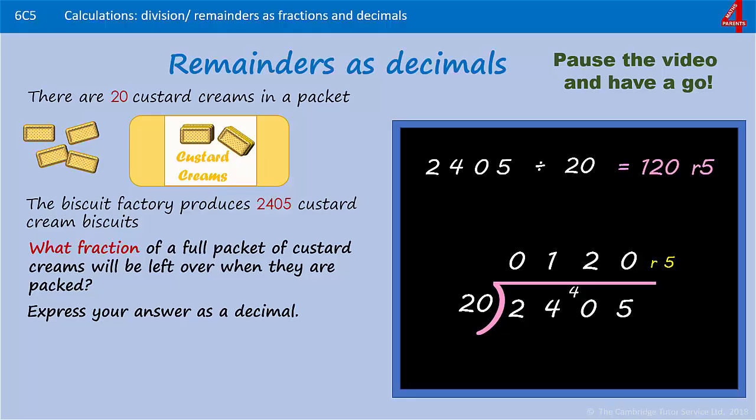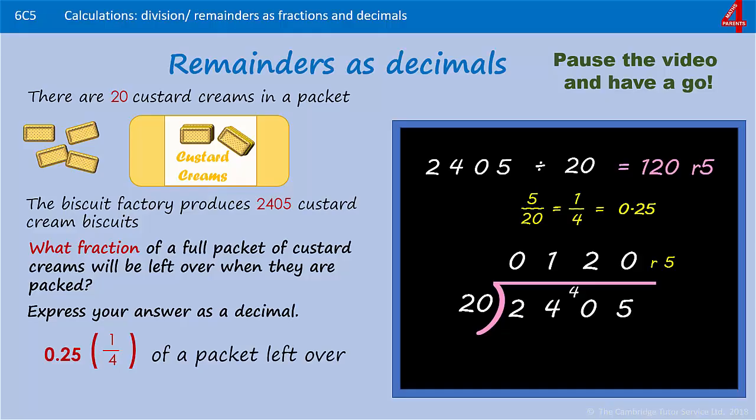That 5 that's left over, what fraction of a whole packet of custard cream biscuits is that? Well, a whole packet is 20, and 5 out of 20, 5 goes into 20 4 times, so that's a quarter of a packet. And if you're in any way unsure as to how to convert fractions to decimals, do check out the free video that I've included with the division videos.